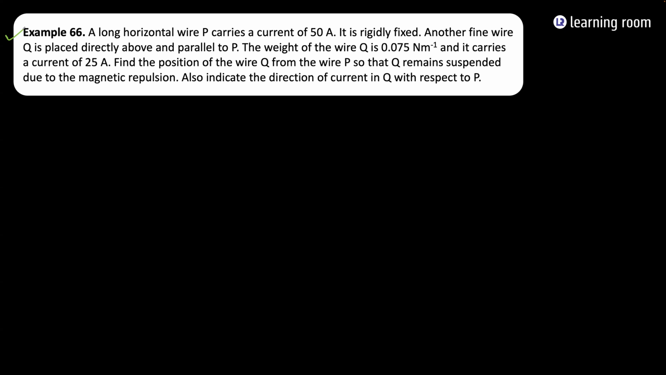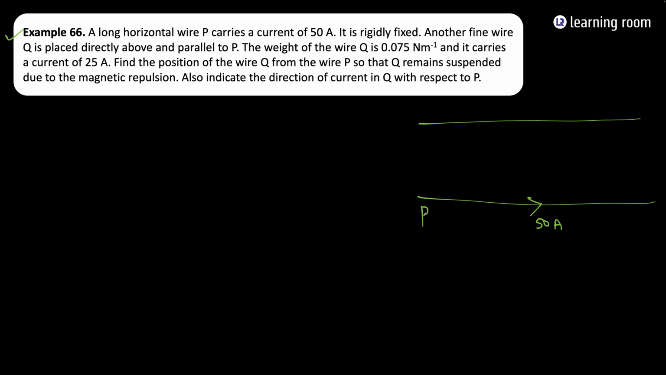So the question says, a long horizontal wire P carries a current of 50 ampere. It is rigidly fixed. So there is a current carrying conductor which carries a current of 50 ampere, which is fixed. Another fine wire Q is placed directly above and parallel to P. I'll change this part. So there is a long wire which is rigidly fixed, which carries a current of 50 ampere, and let me call this conductor P. There is another wire Q which is placed above and parallel to P, right?